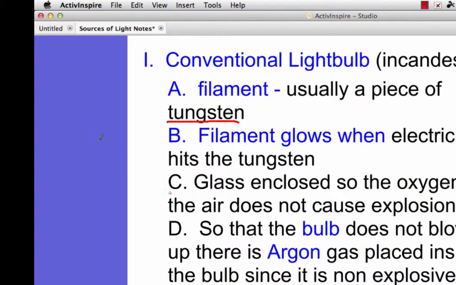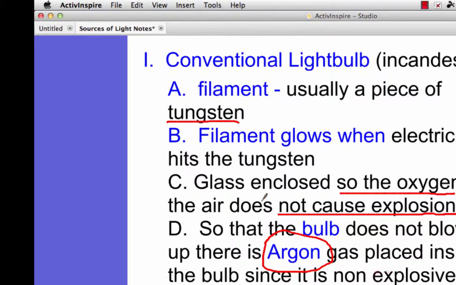What else is cool about these light bulbs is that the glass is actually enclosed so that the oxygen does not cause an explosion, because we know what happens when we mix extreme high temperatures with oxygen: we get a boom, an explosion or fire. So that does not happen. What we've done here is enclose that filament in a bulb that has no oxygen in it, yet has this gas called argon.